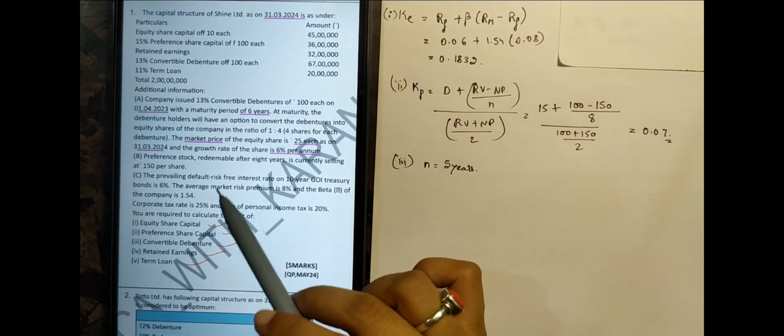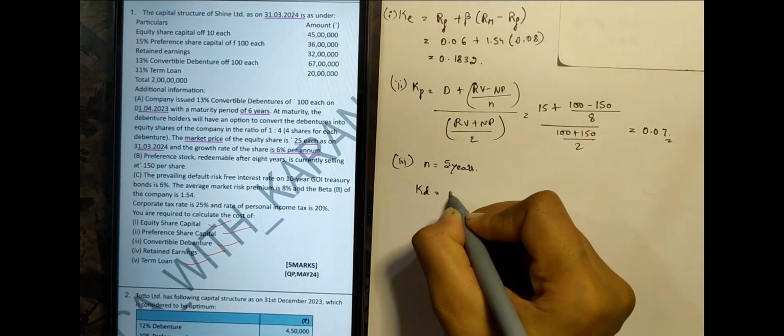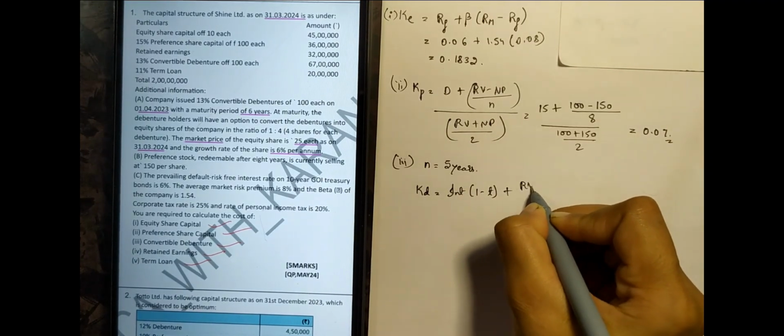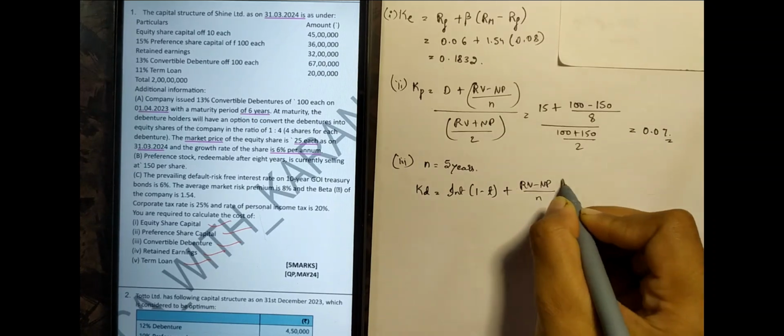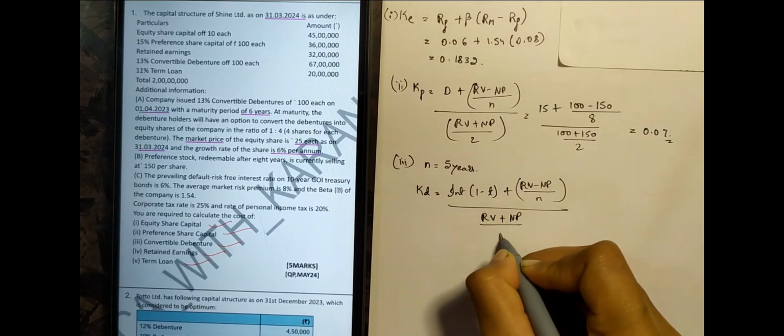And next, to find KD: interest into 1 minus tax plus redemption value minus net proceeds upon n, divided by redemption value plus net proceeds upon 2.